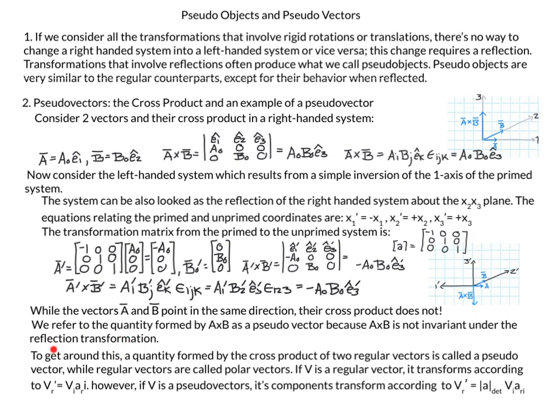To get around this problem of having our cross product pointing in different directions, we'll say a quantity formed by the cross product of two regular vectors is called a pseudovector, while regular vectors are called polar vectors. If V is a regular vector, then it transforms according to our normal transformation matrix A here. However, if V is a pseudovector, after we've done our transformation with the matrix, we need to multiply by the determinant of A.